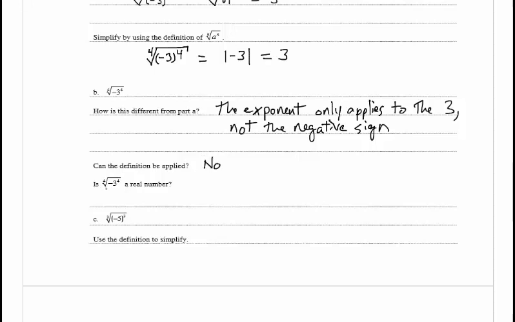And is the fourth root of negative 3 to the fourth a real number? And the answer is no. Remember, when we apply the exponent of 4 to 3, we would have the fourth root of negative 81. And then we have an even root and a negative integer inside the radical. So it's not a real number.